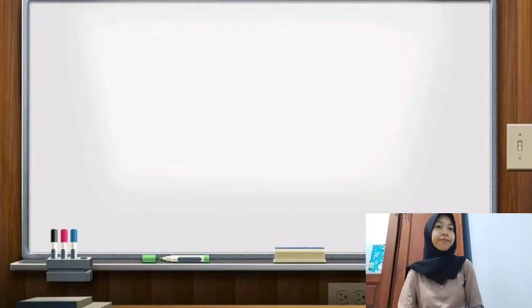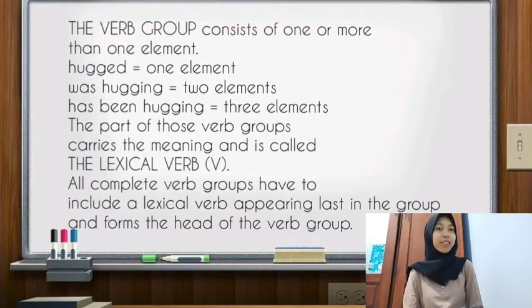And in this video, we will discuss about verb group. Okay, for the material, let's check it out. Okay, we start our discussion. The verb group consists of one or more than one element. For example, hug is one element, was hugging is two elements, and has been hugging is three elements. The part of those verb groups carries the meaning and is called the lexical verb.